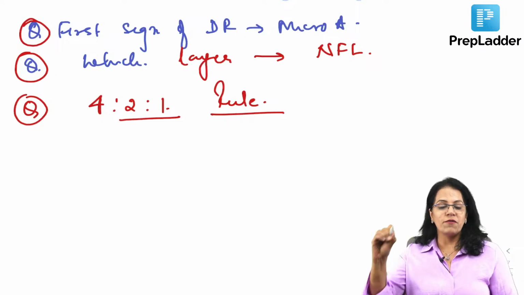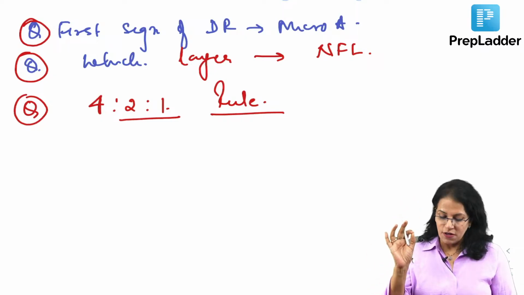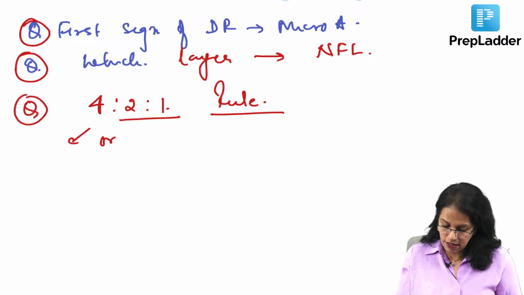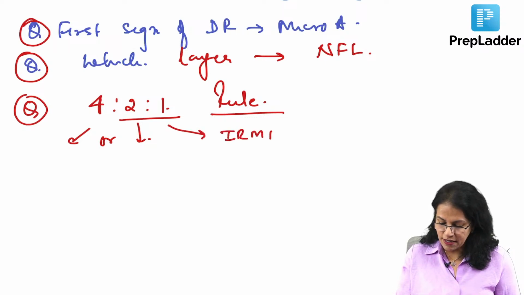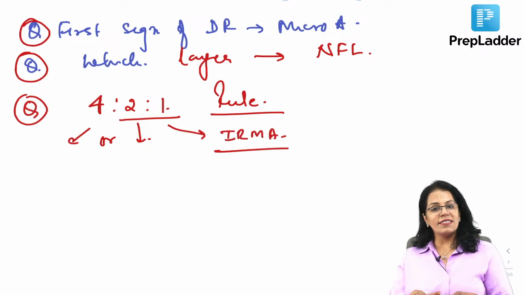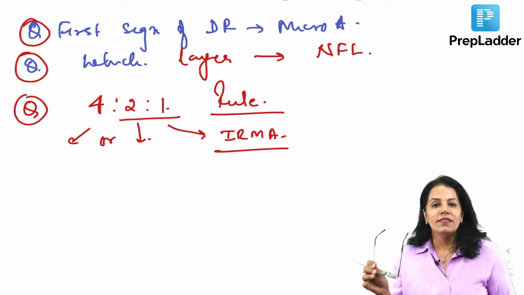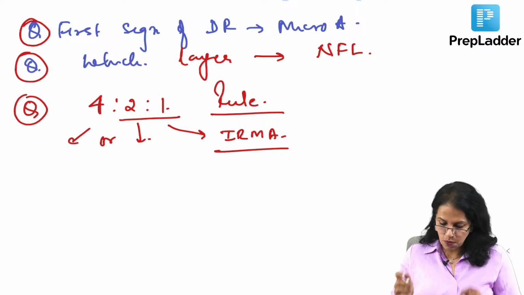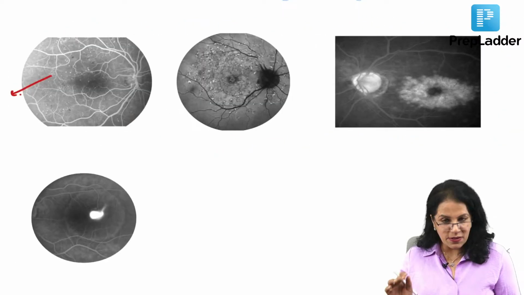In 4 quadrants, if you get hemorrhages and exudates in all 4 quadrants, this is again severe. Or you will say looping and beading in 2 quadrants or IRMA in 1 quadrant. If more than one feature of this 4:2:1 rule is present, then this is what? This is your very severe NPDR, right? So the message here is please revise this. Okay, we come back to the next.